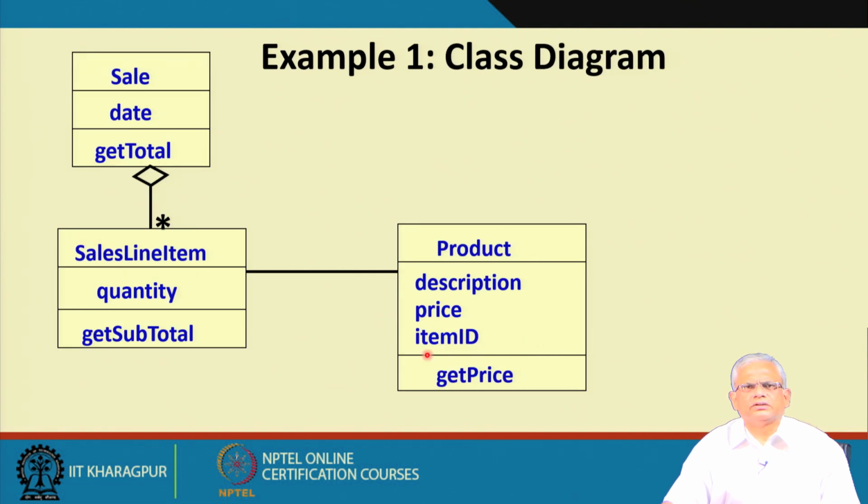And once we do the assignment of the responsibilities, we will have this class diagram with the responsibilities assigned based on this use case. The get total is the responsibility of the sale transaction. The sale line item has the responsibility get subtotal, and the product has the responsibility get price.